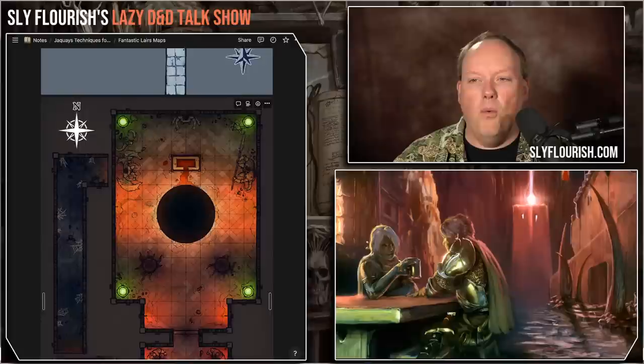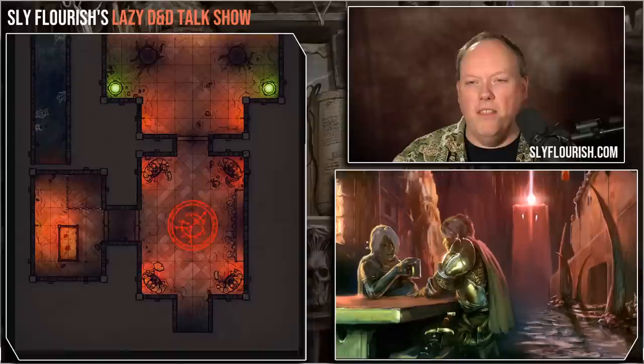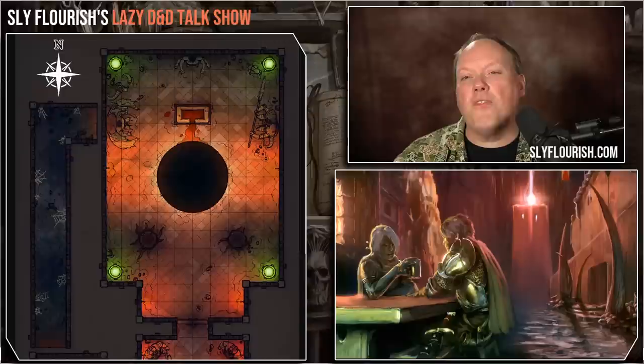One more example from Fantastic Lairs on what a Jaquays style design looks like in a very small package. This is from the Centipede Cult adventure. It's a first level adventure, part of the Lairs. And again, very straightforward. Main entry hall, little side hall. You can go right through the main door and deal with the evil cultists that are going on here. Or you can find this little secret path. This is very simple and straightforward. This is about as simple as you can get.